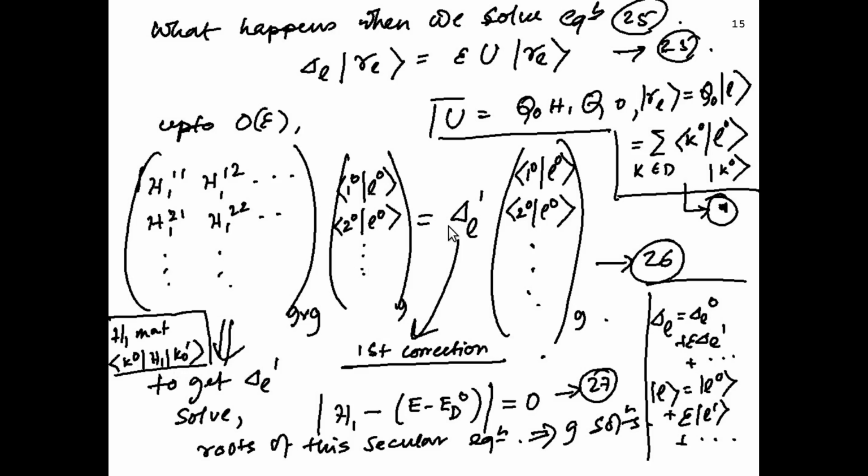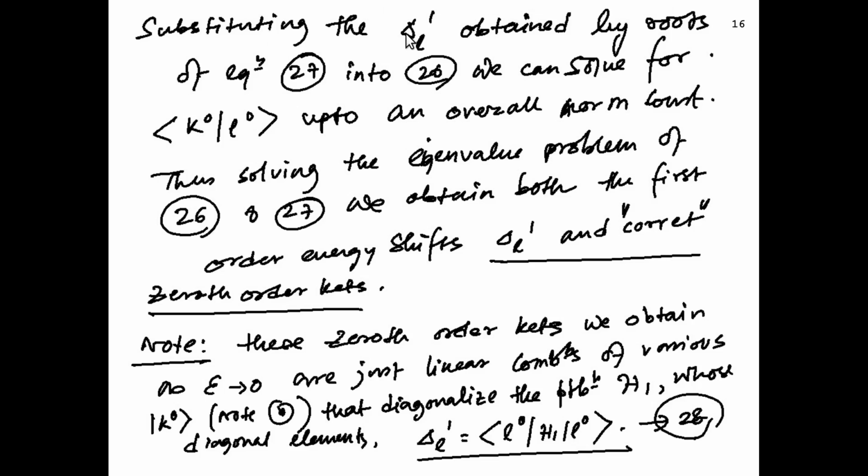Now in order to get the delta L1, the first correction, I have to solve this equation. The solution is just like what we discussed. We get this secular equation which will give me the eigenvalues. Once we know the eigenvalues, we can plug them back in 26 and solve for the eigenvectors. So that is the usual strategy. The root of this equation has q solutions. I wrote g solutions there, but that is a typo; it should be q solutions. The strategy is to substitute these q solutions, the first order corrections or roots of equation 27, into 26, and then solve for k naught L naught, that is, find out the eigenvectors.